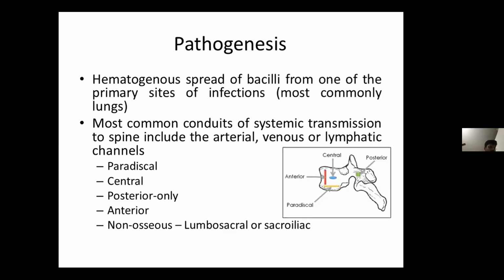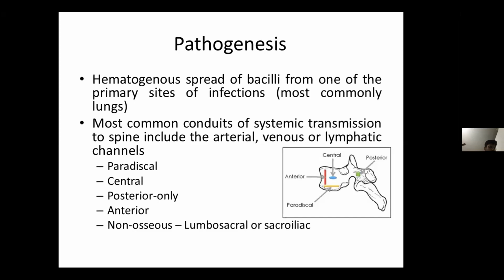Pathogenesis: the most common spread of this bacillus to the vertebra is from some primary site. It's a hematogenous spread on most occasions, and most commonly it's from the lungs. And this hematogenous spread is through conduits like arterial transmission or venous transmission, or rarely the lymphatic transmission. Most common is arterial. And pathologically, the disease is classified based on the involvement of the part of the vertebra.